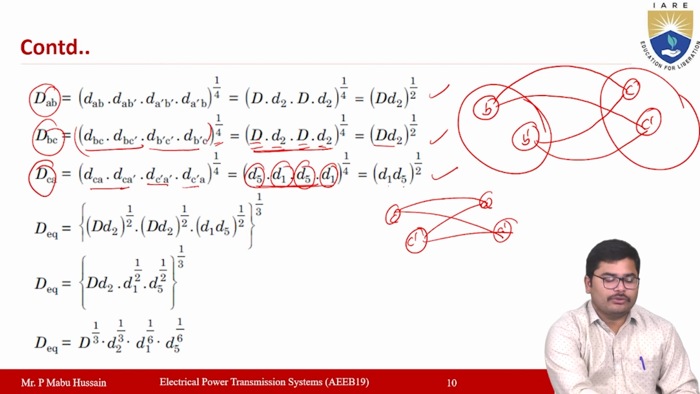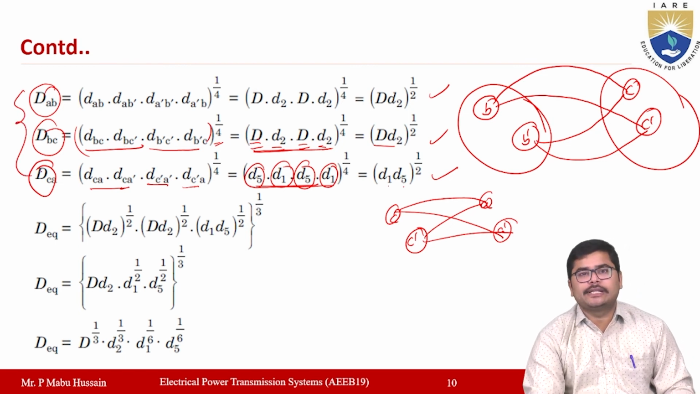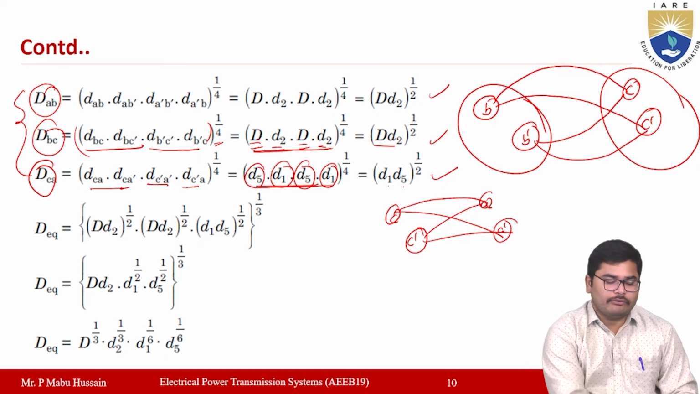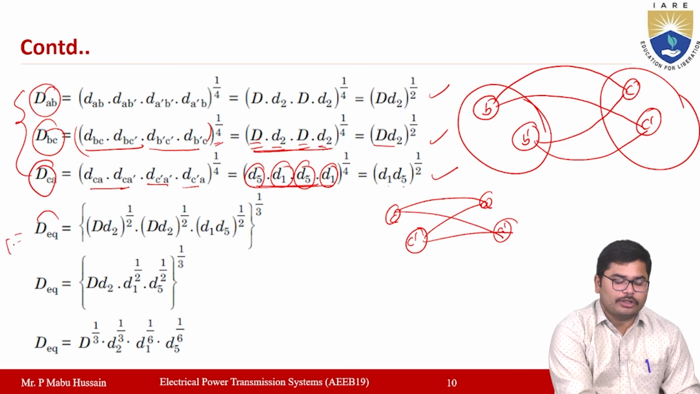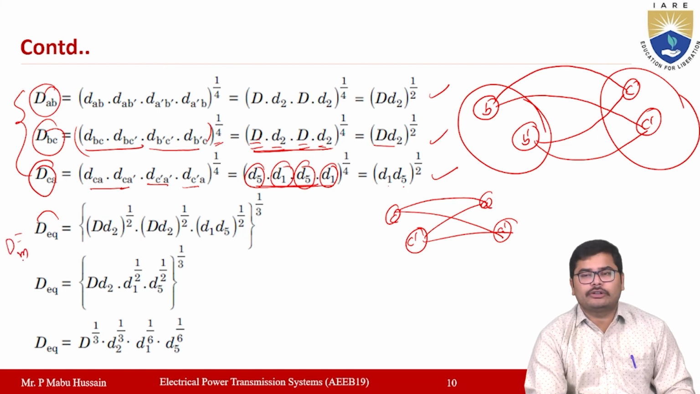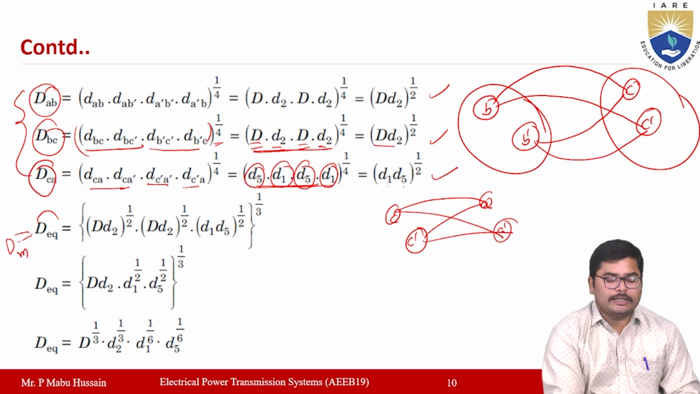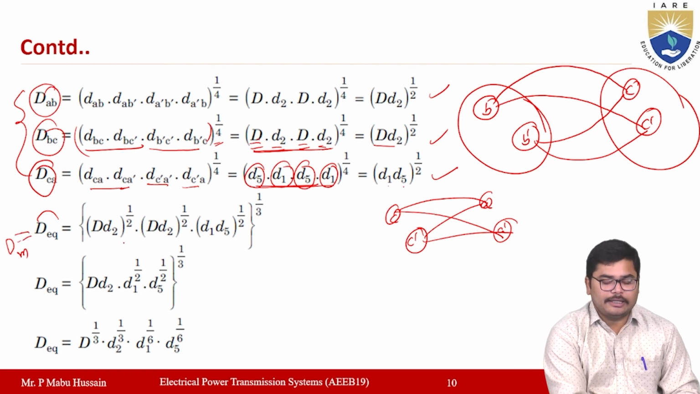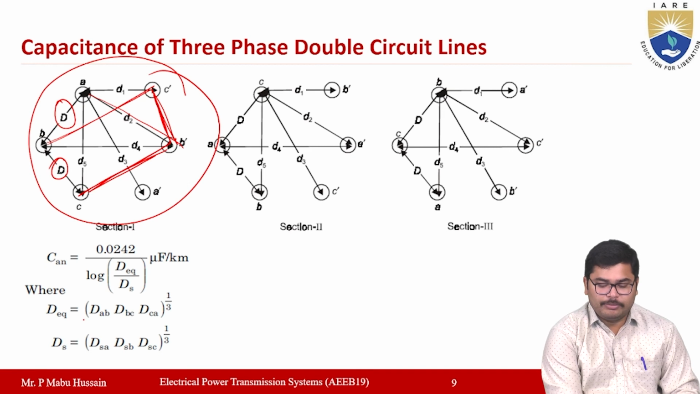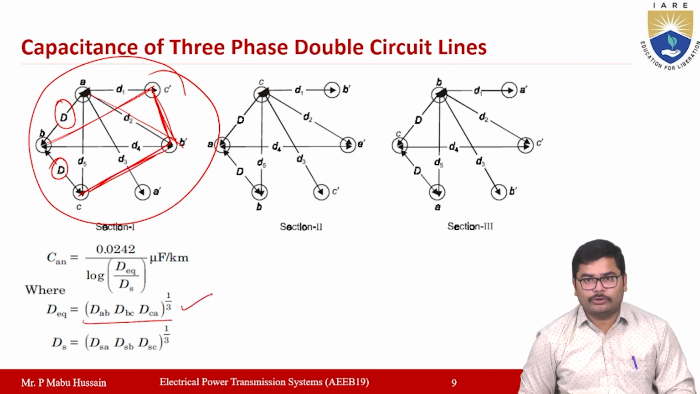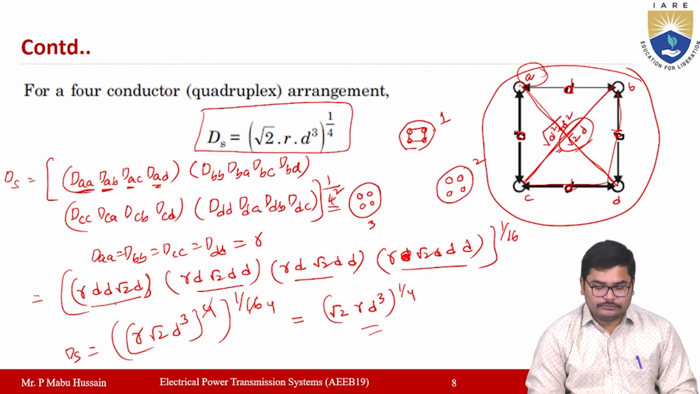Okay. So now you have got all the values DAB, DBC, DCA, which are the mutual GMDs by considering two phases at a time. So the value of the total mutual GMD of the double circuit transmission line, which is capital DM, will be equal to D equivalent. That value is (DAB DBC DCA) whole to the power of 1 by 3. By using this expression you have to calculate.